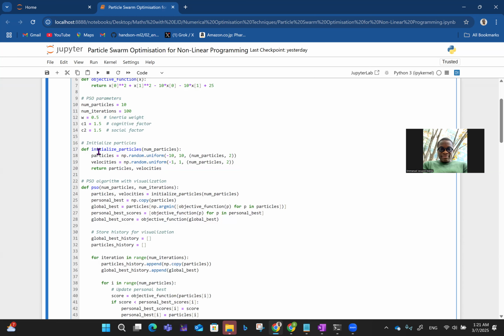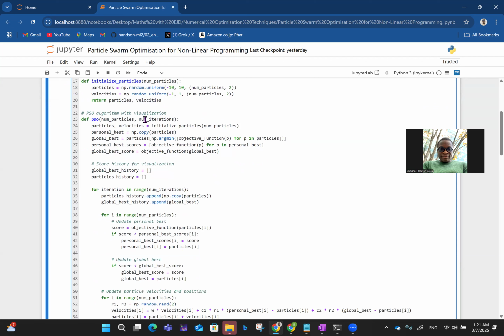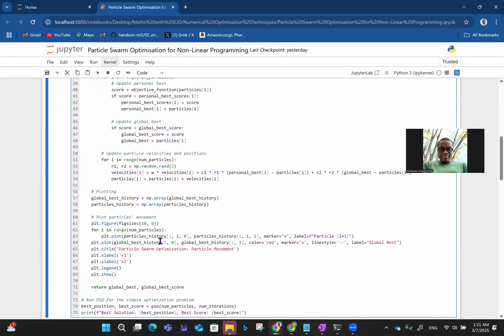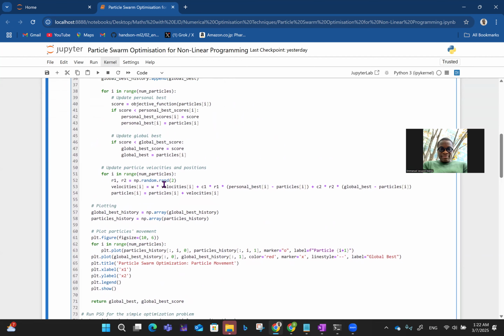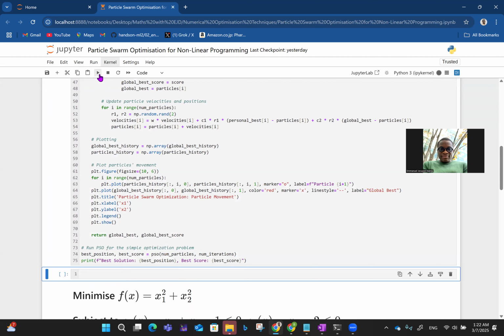And then we initialize the particles. So that's what's happening here, and it's taking some random function. And then the PSO algorithm with visualization. So you can study this later, copy it from Facebook and see what exactly is happening there. So we have all the updates for the velocities and particles right here. And then we can run this and see what the result looks like.